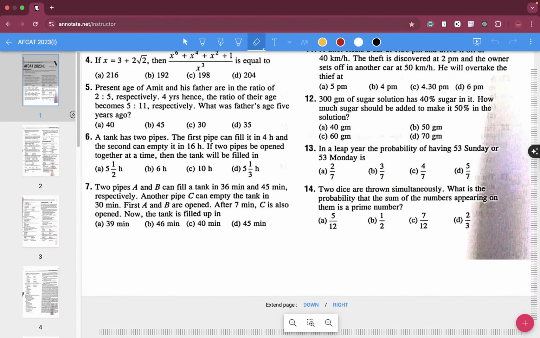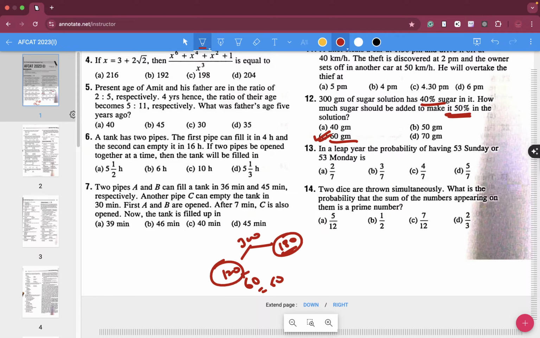300 grams of sugar solution has 40% sugar in it. If 300 grams of solution is there, 40% is 120 and 180 is, let's say, water. So how much sugar should you add to make it 50%? 50% means exactly half, so this number should be equal to this number. So how much should we add? We should add 60 grams. So easy.